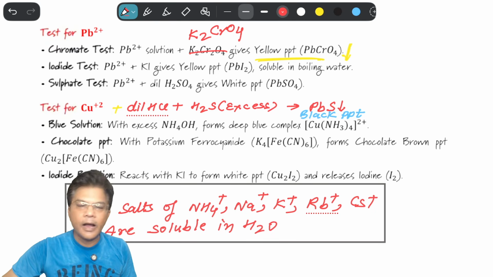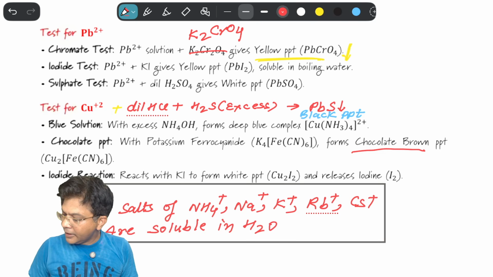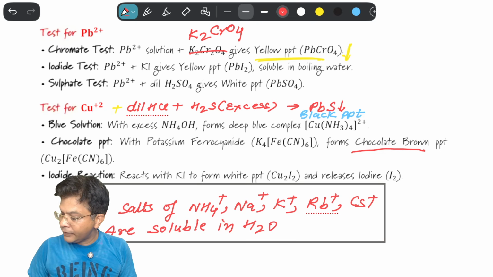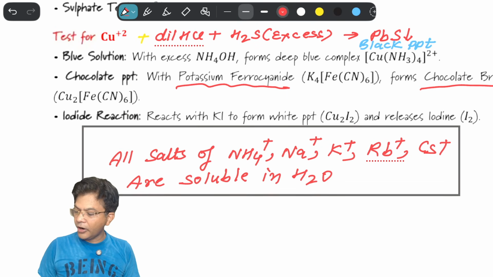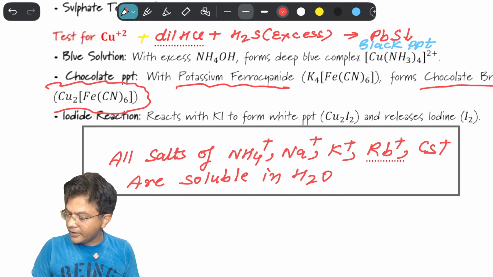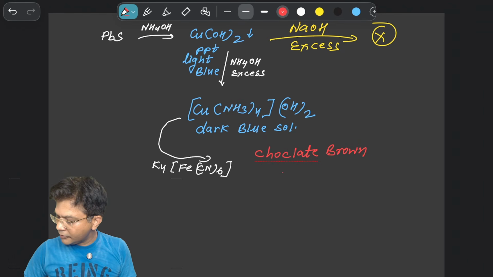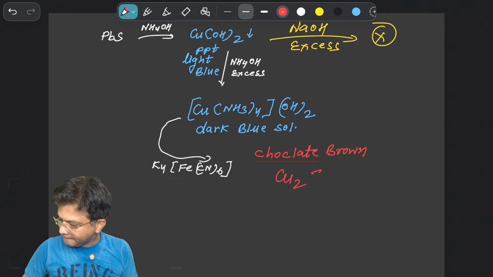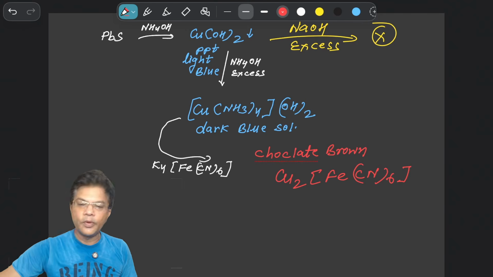See, the compound's name will be, this is chocolate brown precipitate. K4Fe(CN)6, potassium ferrocyanide you have added. On adding potassium ferrocyanide, you got chocolate brown, that is Cu2Fe(CN)6. So let me write down over here, this chocolate brown color is of Cu2Fe(CN)6, right kids? Now, this is very much clear to all of you.